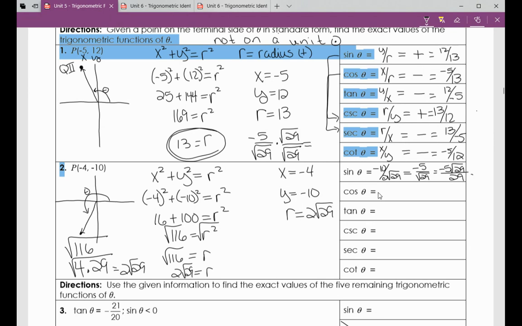All right. Cosine is x over r. So that would be negative 4 over 2 square roots of 29. The negative 4 and the 2 reduce. So that gives me negative 2 over square root 29. I cannot have that square root 29 in the bottom. So that becomes negative 2 square roots of 29 over 29. Those are ugly answers, but those are the answers that we are given.